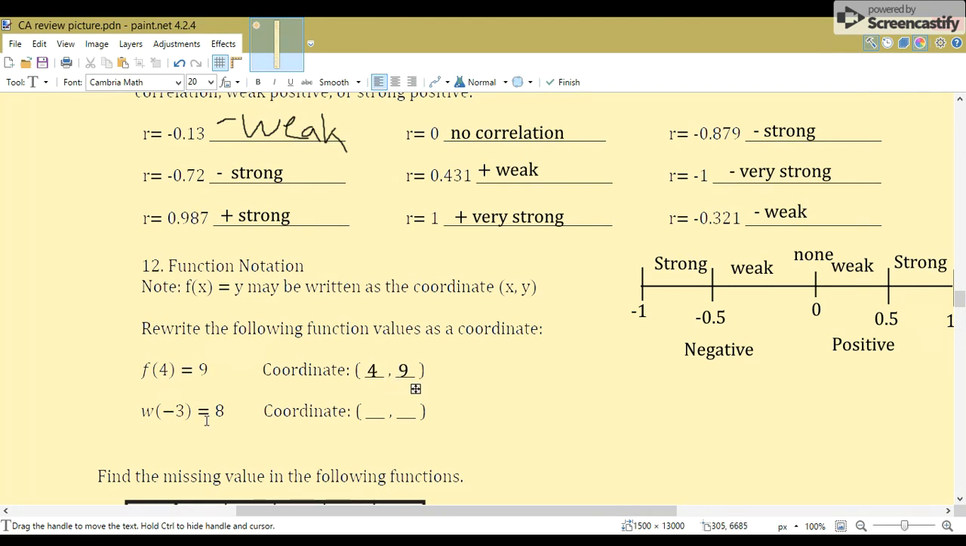Pause the video, try the next one. W of -3 equals 8. What is the coordinate point? Okay, the answer is -3, 8. That is your coordinate point, x, y.